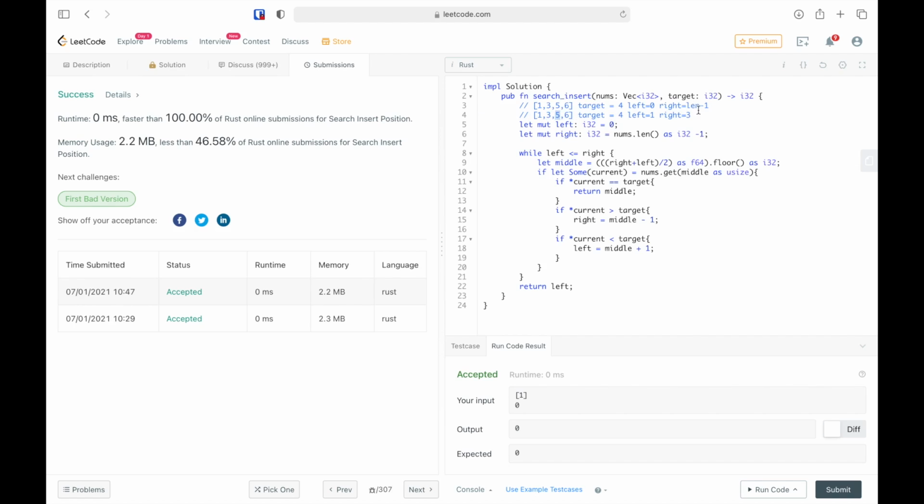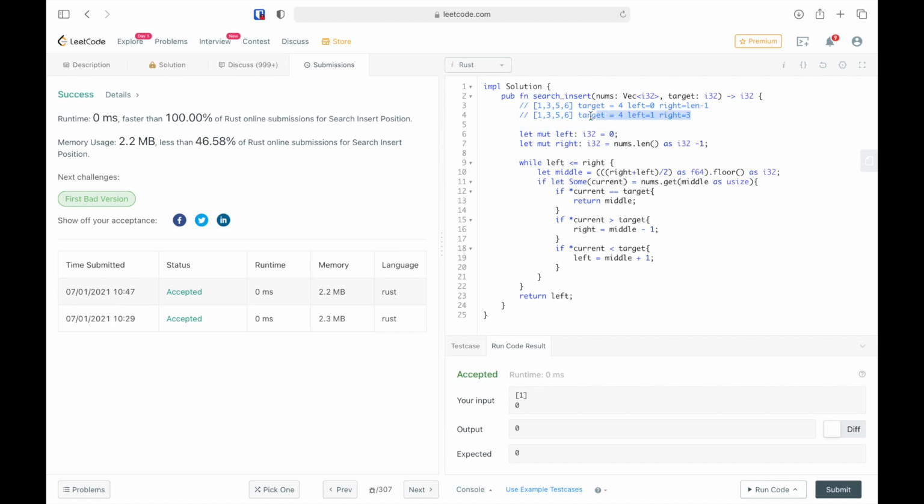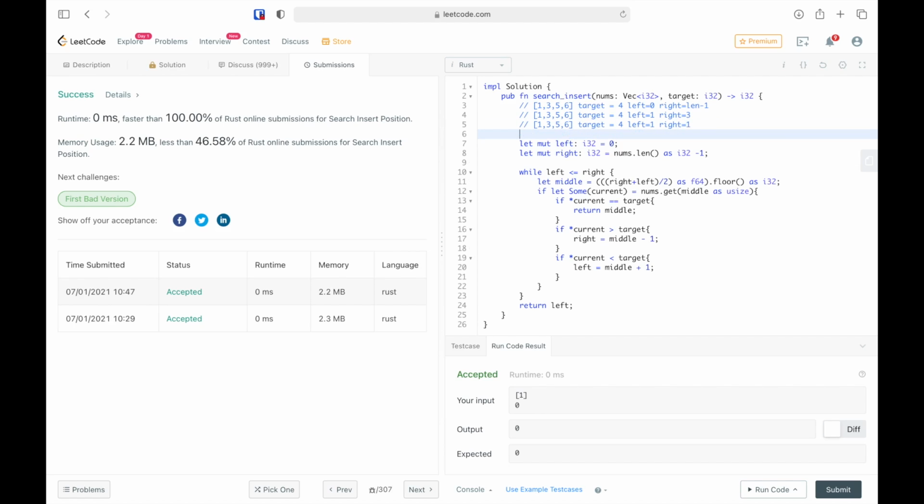5 is greater than 4, so we're going to move our right to mid subtracted by 1. If we copy this and paste it here, our left is going to remain the same. Our right is going to be mid, which is 2, subtracted by 1. So that's going to be 1. So now they're equal. What is the mid at? Mid is left added by right, so 1 plus 1, 2 divided by 2 is 1. So we're going to look at index 1.